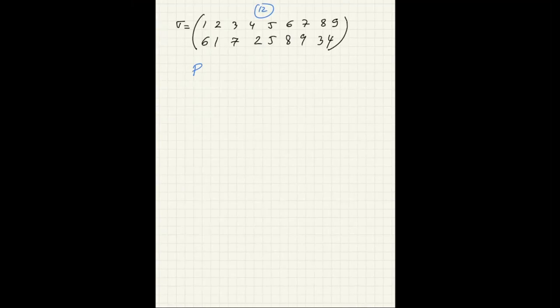So let me give you a big permutation. Let's say sigma is, I'll just write, 1, 2, 3, 4, 5, 6, 7, 8, 9. And here I have 6, 1, 7, 2, 5, 2, 5, 6, 8, 9, 3, 4. Okay. So here I will have the P, and here I will have the Q. So the P starts with a 6. So the first step, you get a 6. And the corresponding entry in the Q is a 1 above it.